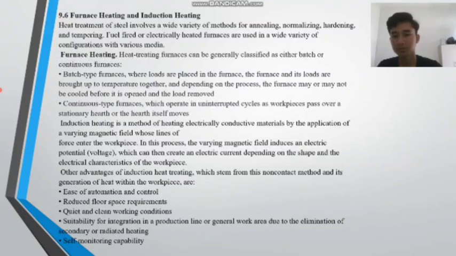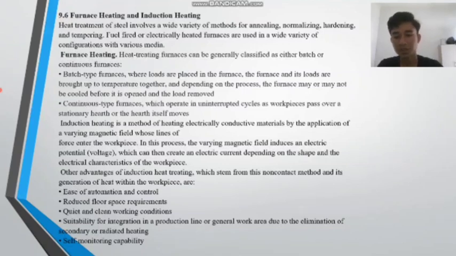Induction heating is a method of heating electrically conductive material by the application of a varying magnetic field whose lines of force enter the workpiece. In the process, the varying magnetic field induces an electric potential voltage, which can then create an electric current depending on the shape and the electrical characteristics of the workpiece.